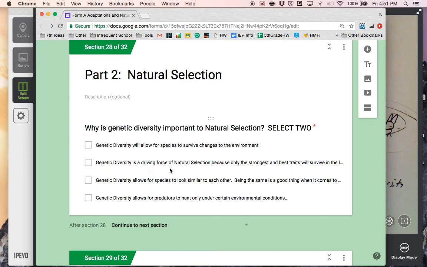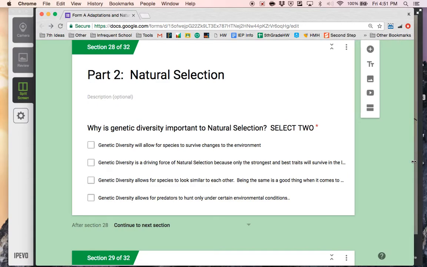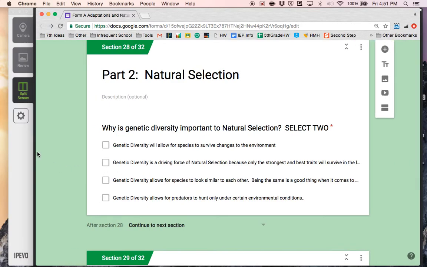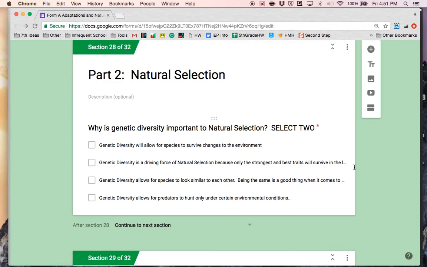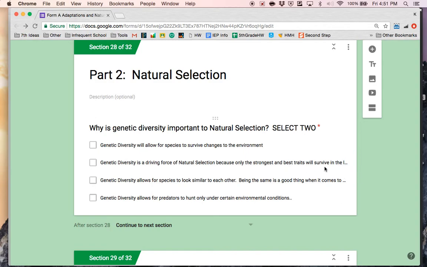Genetic diversity is a driving force of natural selection because only the strongest and best traits will survive in the... Can't see that. I gotta click on it. Well, let's think about this. Genetic diversity is a driving force of natural selection because only the strongest and best traits will survive. I like this. It is a natural selection idea.